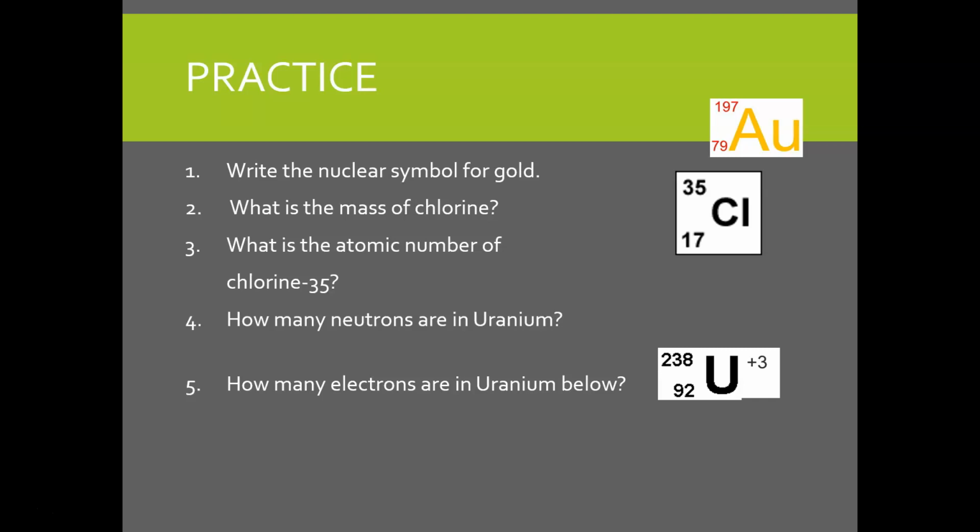Number 2 asks us what the mass of chlorine is. And if you look on your periodic table, you will see that chlorine has a mass of 35.45.